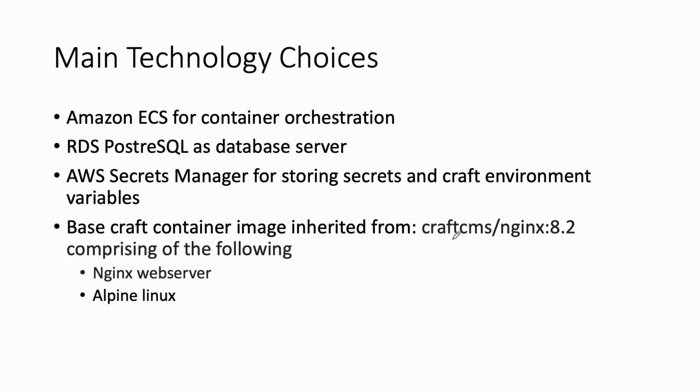So our main technology choices are Amazon ECS for container orchestration, RDS Postgres as the database server, and Secrets Manager to store all the secrets as well as the environment that would get exported to the Craft application when it would run within the container. And the base Craft images we are inheriting from this location. Within this image, you have Nginx and Alpine Linux as the OS.